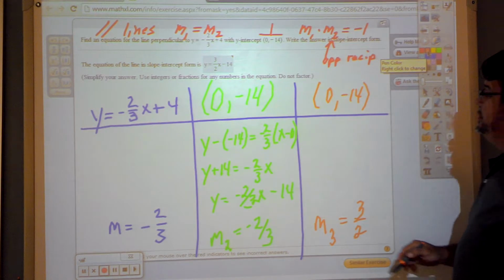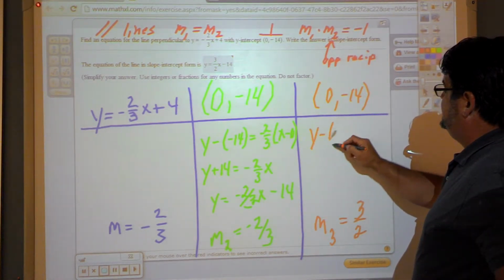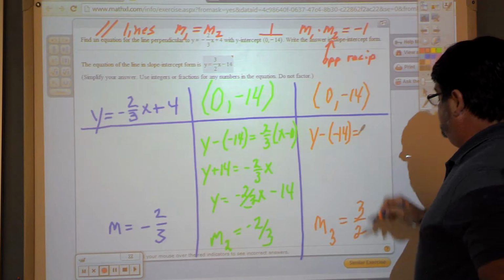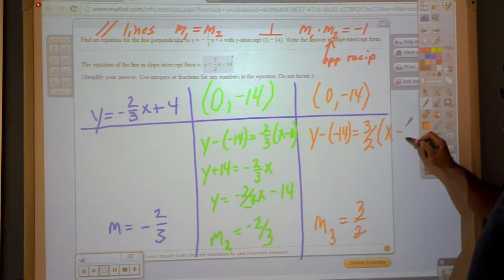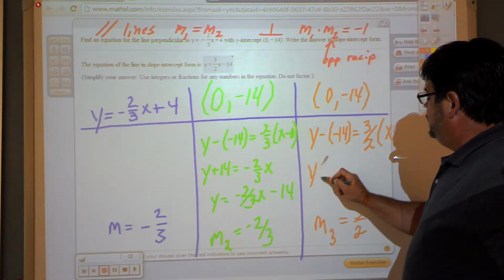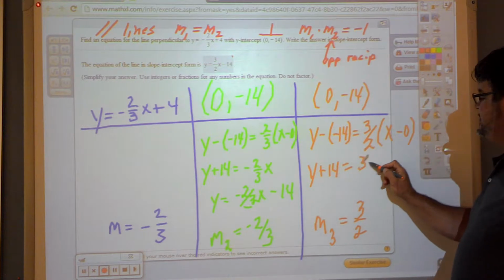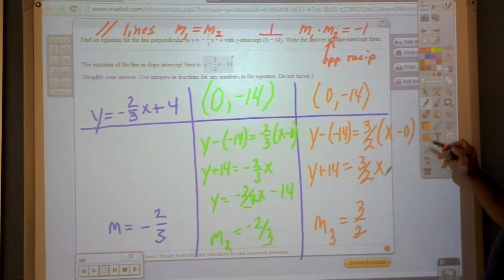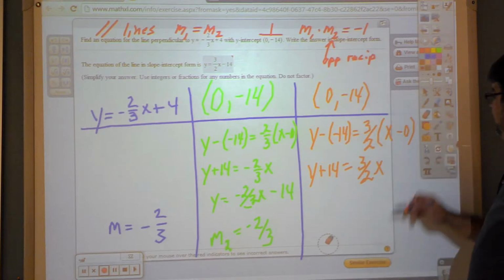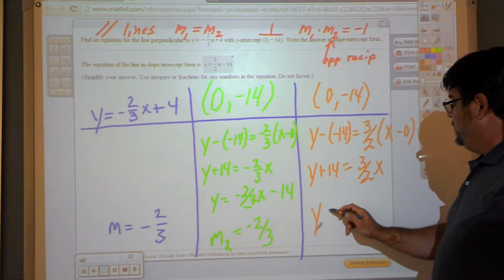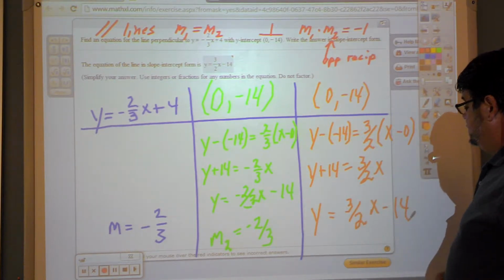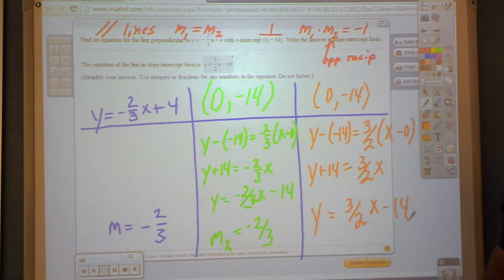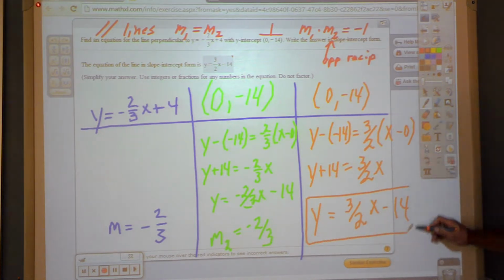And the orange would be y minus negative 14 is equal to 3/2 times x minus 0. Y plus 14 is equal to 3/2 x. Y is equal to 3/2 x minus 14. Now, what does the problem ask for? Perpendicular. Perpendicular, so here is your answer.